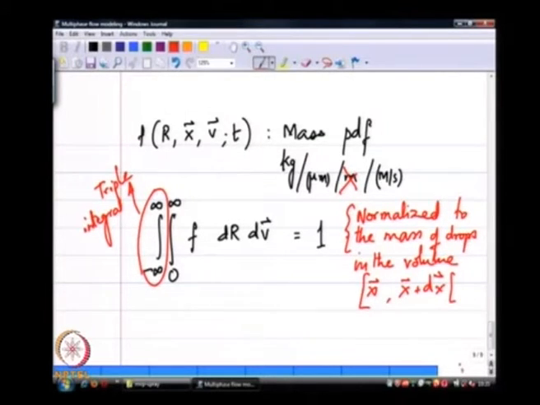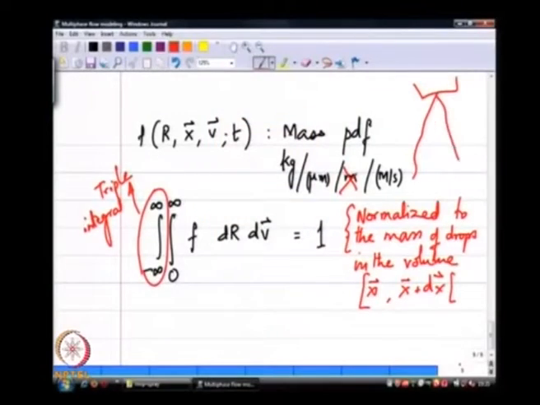That per meter is a probability density function in the spatial coordinate. So, if I want to ask the question, I have a spray, what is the distribution of droplets in this spray? I do not care what their size is, I do not care what their velocity is, how is the mass distributed in this spray, which is f, a mass PDF.